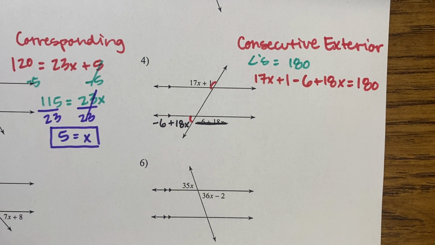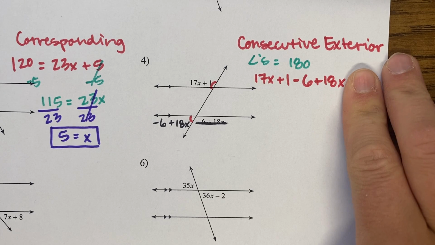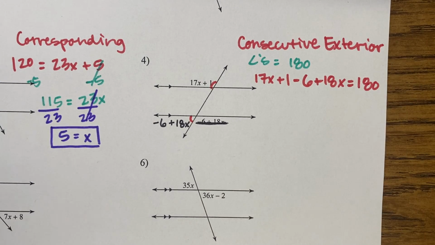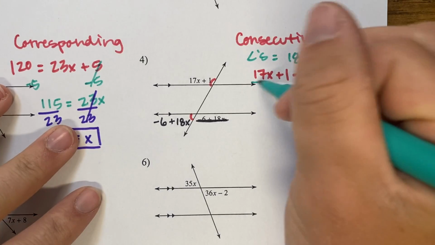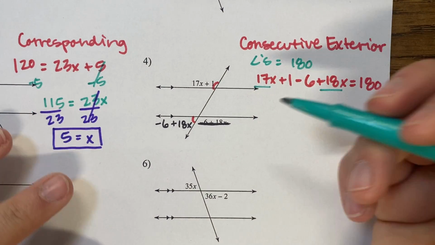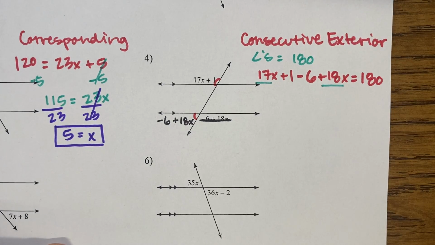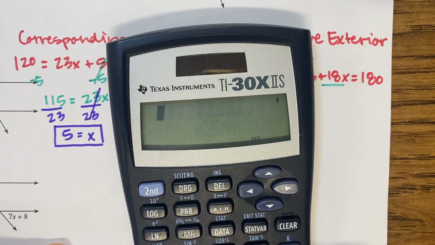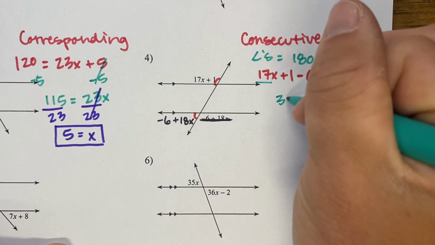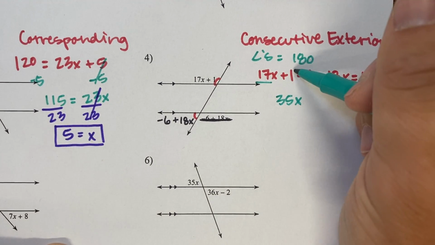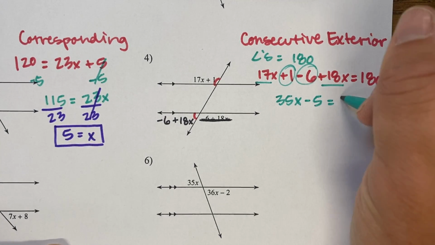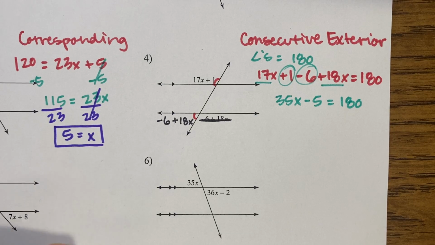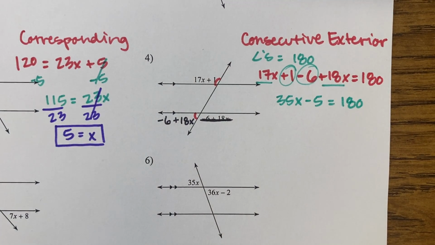Okay, so now let's look at the same side as my x. Do I have any like terms that I can combine? Okay, I see 17x plus 18x. I really hope this works out since I changed it. So 17 plus 18 equals 35x. And then we can combine plus 1 and minus 6 to give us negative 5 equals 180. Okay, we might get a decimal, but oh well.